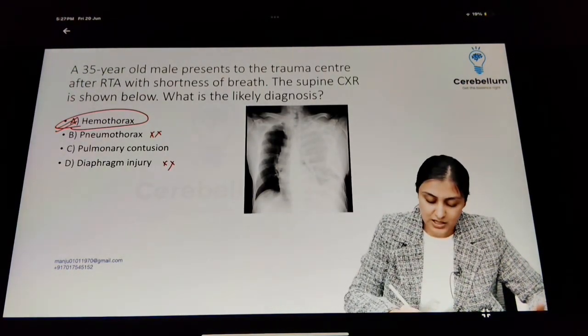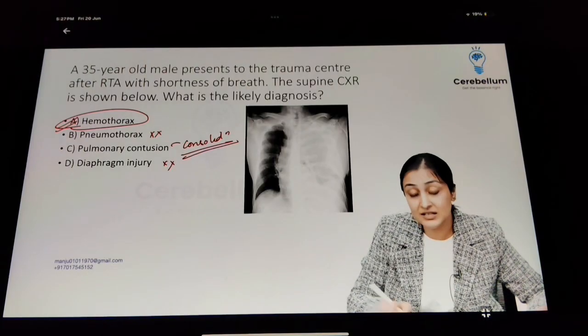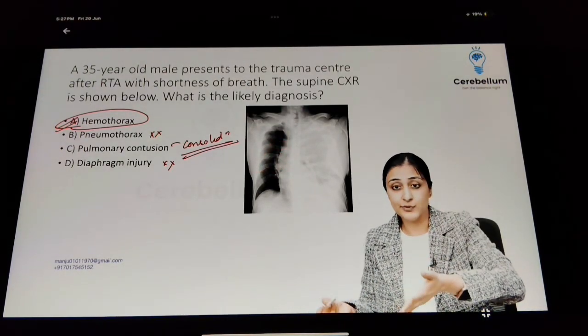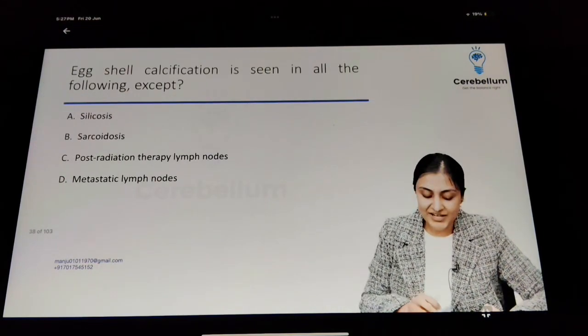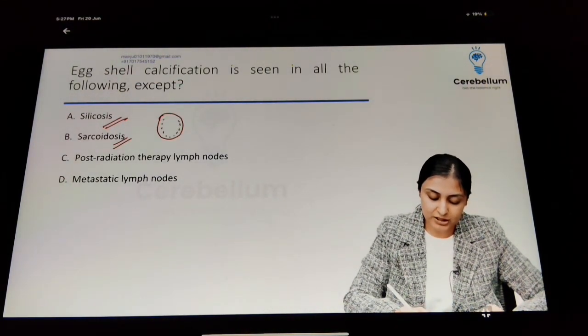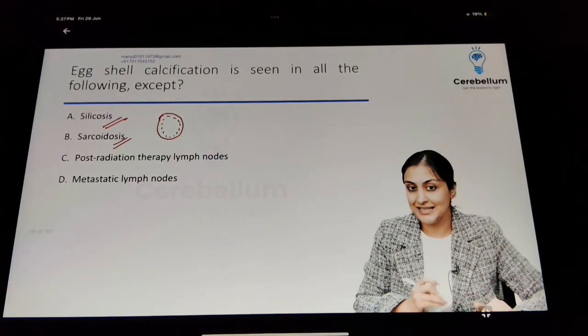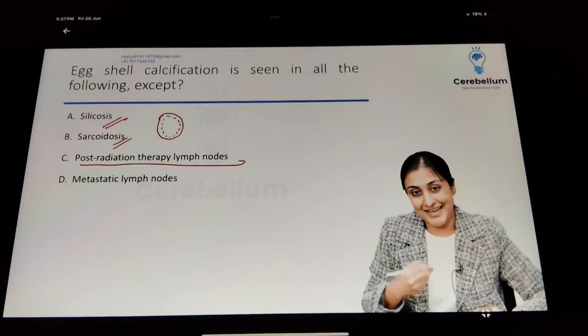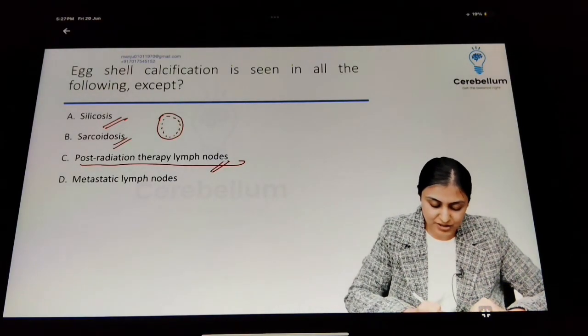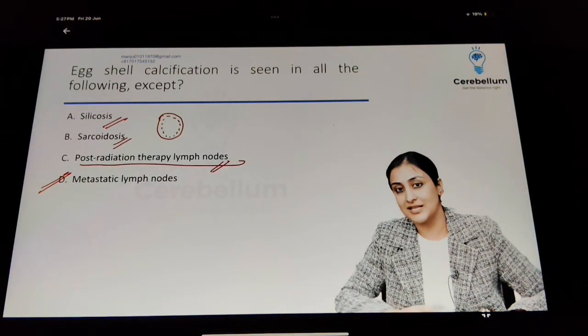What is a contusion? A contusion is like a consolidation, okay? It's a parenchymal injury to the lung. That will be just like consolidation, affecting one lobe, it won't be diffuse, it will not have mediastinal shift. Okay, eggshell calcification is the hallmark of sarcoid and silicosis. This is where the lymph nodes have this peripheral rim of calcification. These are the two main details, but this may also be seen in post-radiotherapy. Any treatment that you give to lymphoma, which is radiotherapy or chemotherapy, can develop this calcification, but this is not something you see in metastasis, okay? So that's the best option here.